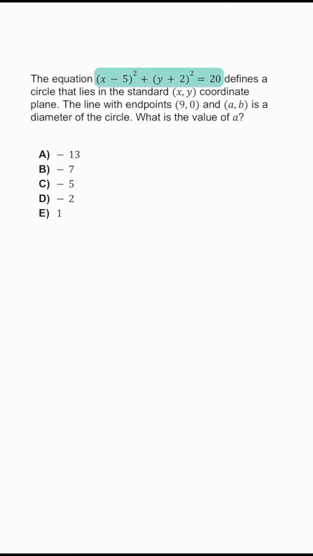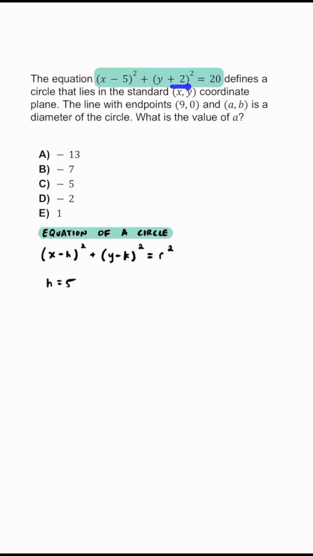So they give us the equation of a circle. So we definitely want to know the equation of a circle so we can identify which parts are which. First, we want to notice that this 5 over here is going to be h. This plus 2 means that k is going to be negative 2. And this 20 is the same thing as r squared.